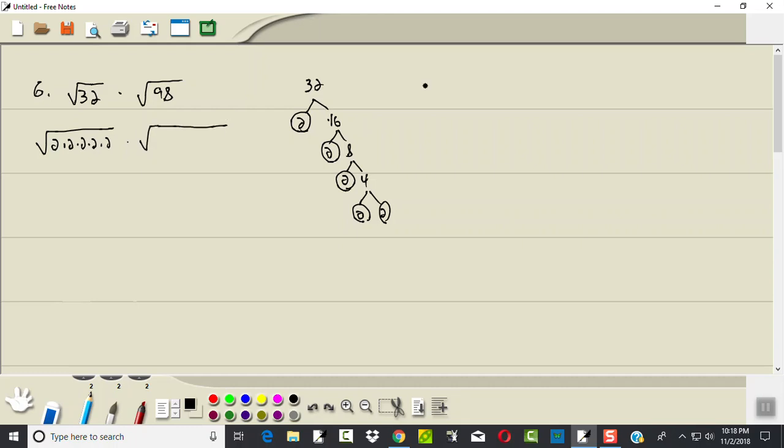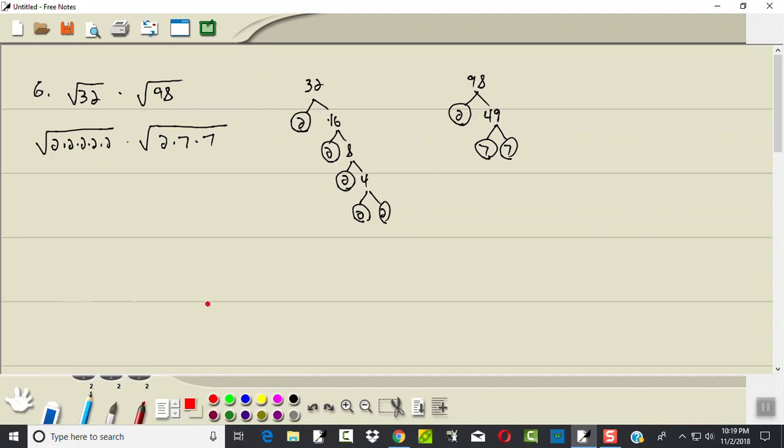Now 98. Start with my first prime, which is 2. It's divisible by 2. 2 times 49. 2's prime, so I circle it. This is not divisible by 2. I go to my next prime, which is 3. It's not divisible by 3. I go to my next prime, which is 5. Not divisible by 5. I go to the next prime, which is 7. It is divisible by 7. So it becomes 2 times 7 times 7.